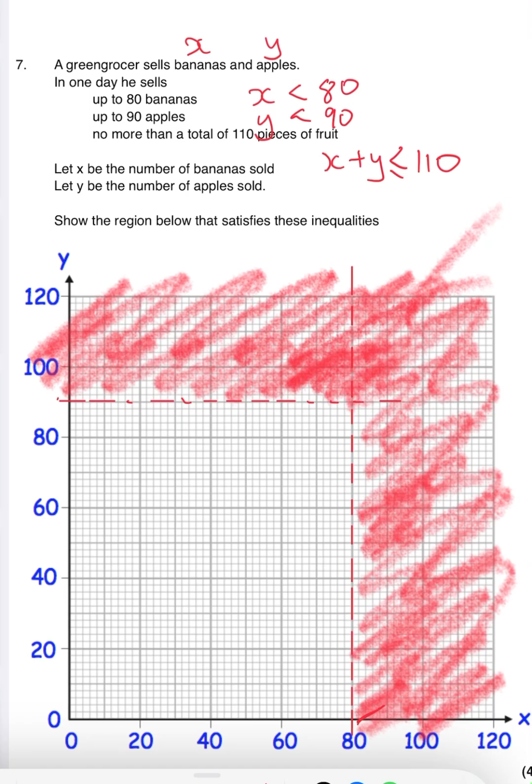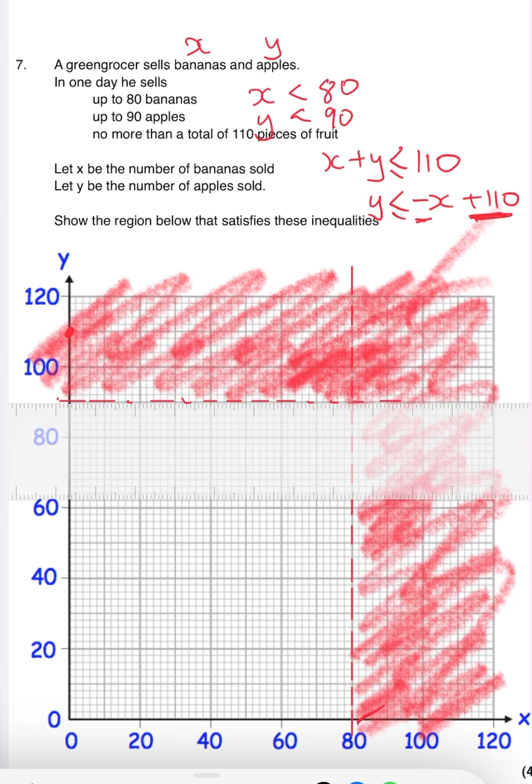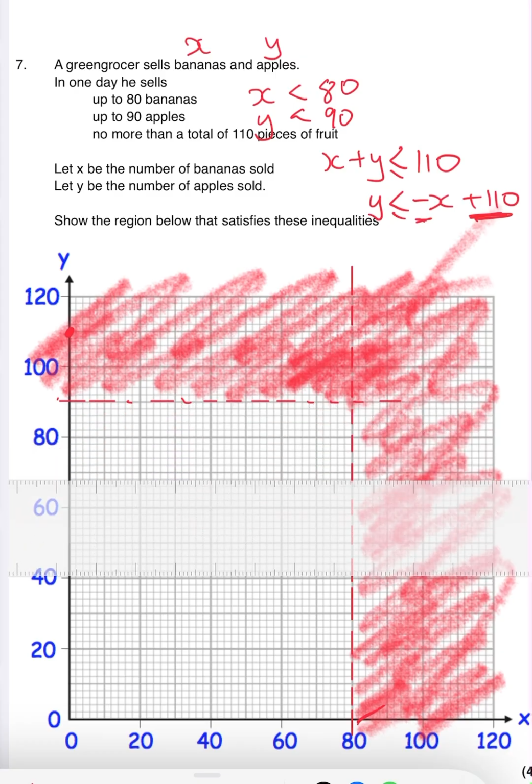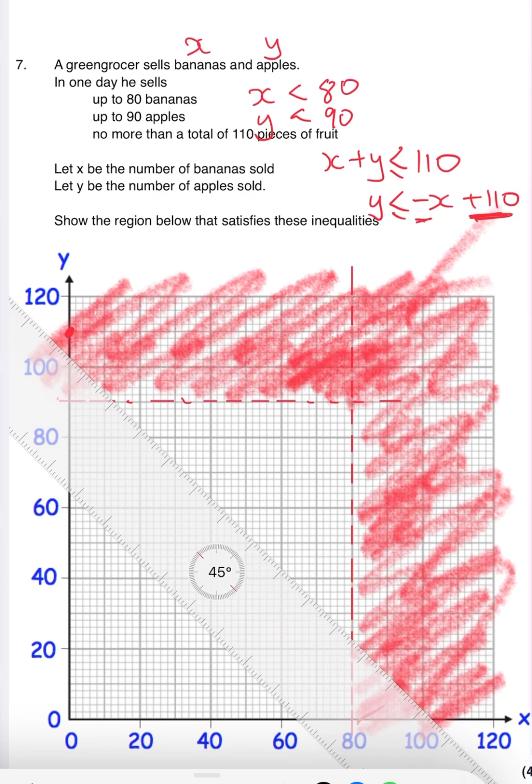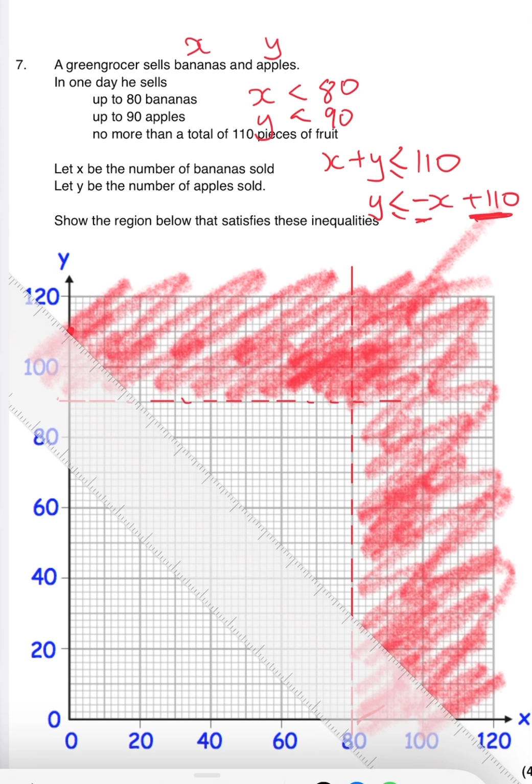And then we have one more line to draw, and that is X plus Y is less than or equal to 110. Let's just change it so that Y is less than or equal to negative X plus 110. This is now our y-intercept, positive 110, and our gradient is negative 1. We've seen this a few times now already. So we find y at 110, and we go a negative 45 degree angle. From 110, negative x.